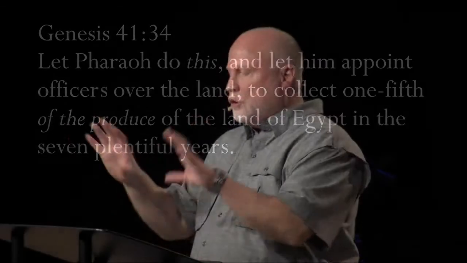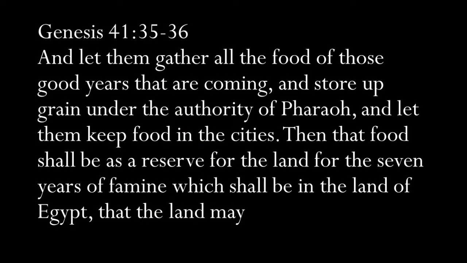In other words, the man you put in charge needs to have a staff that's underneath him in order to prepare Egypt for the future famine. They need to levy a tax of 20% of all the grain that's harvested during the 7 years of prosperity, and to make sure that it's collected and stored for use during those 7 years of famine. The third recommendation is in verses 35 and 36. It says, and let them gather all the food of those good years that are coming and store up grain under the authority of Pharaoh, and let them keep food in the cities. Then that food shall be as a reserve for the land for the 7 years of famine which shall be in the land of Egypt, that the land may not perish, that your nation won't be wiped out during the famine.